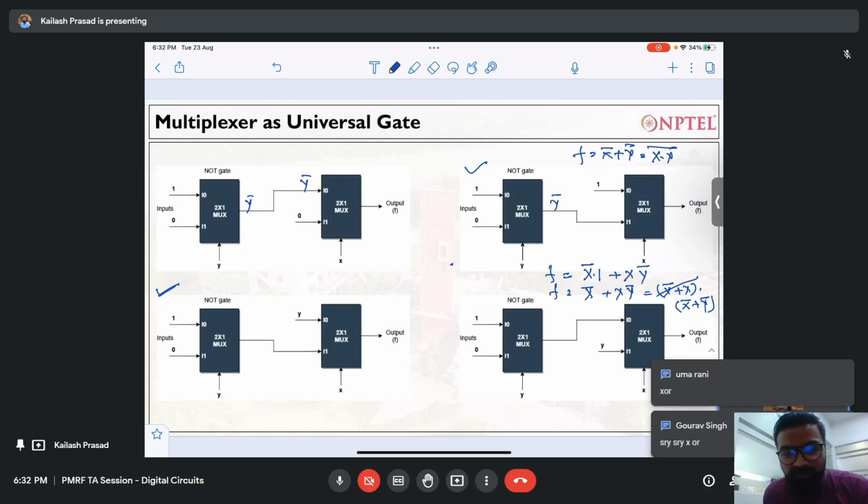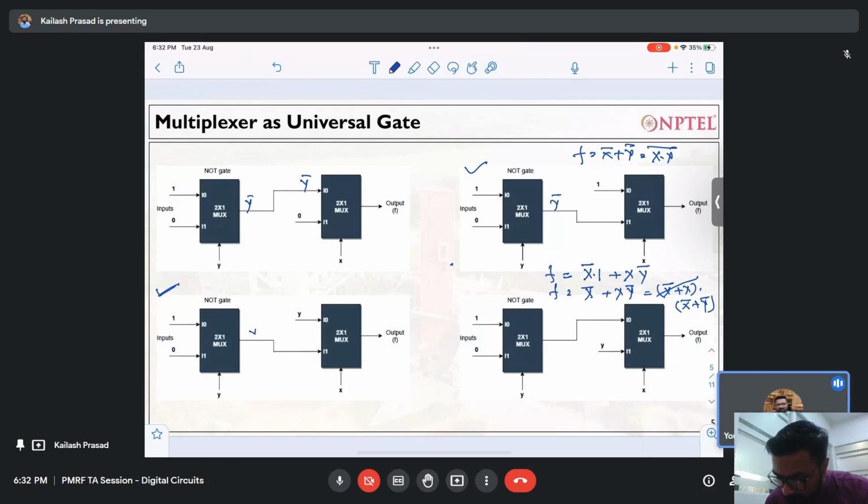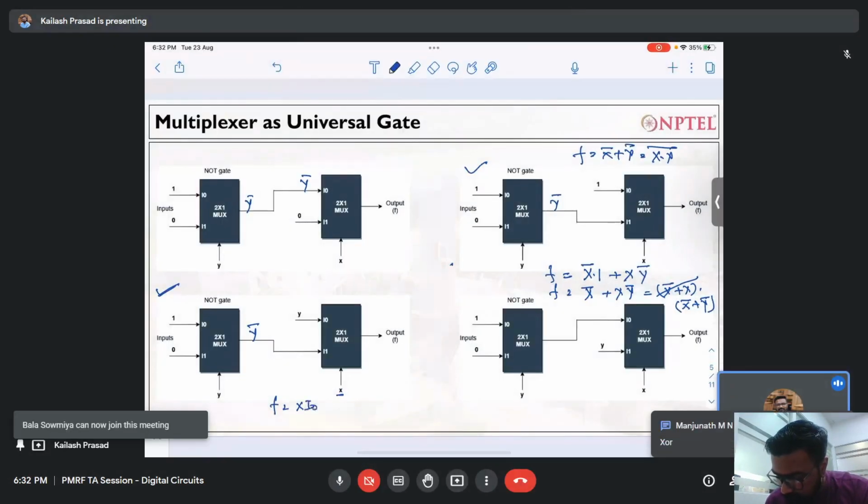XOR, okay. Everybody is saying XOR. So three decision, it should be XOR. Let's see. This is the Y bar, very simple. Now this is X. If I write the equation F equals x bar I0 plus x I1, this is the basic equation.